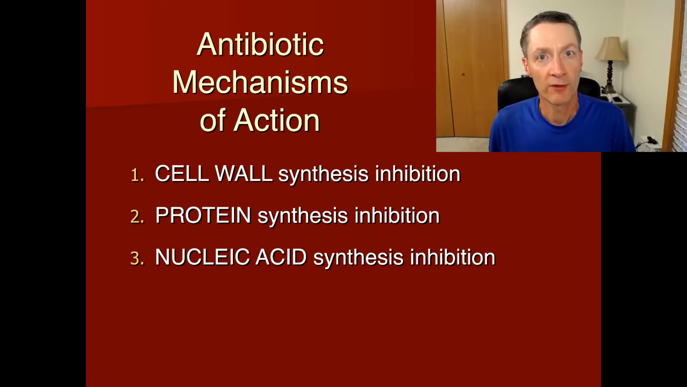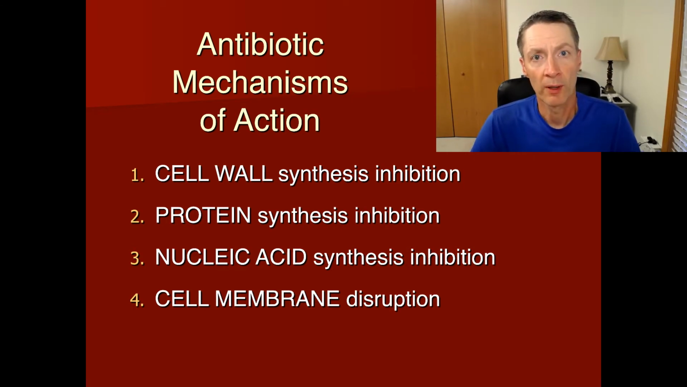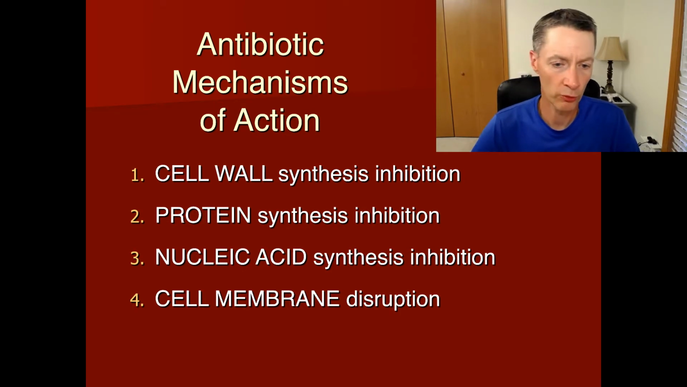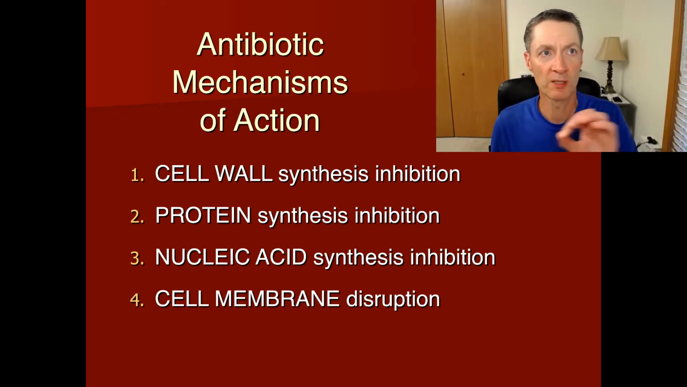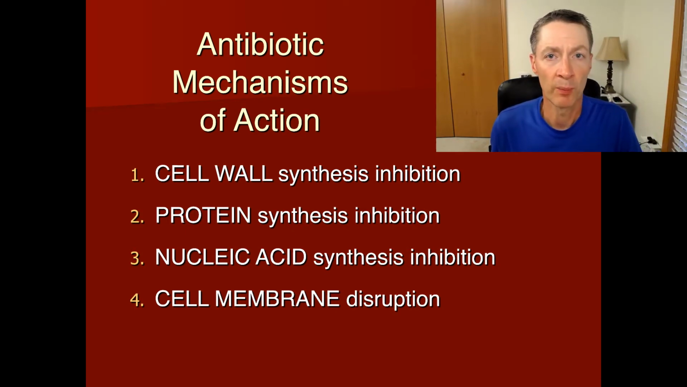We have nucleic acid synthesis inhibition, the production of nucleic acids, so DNA or RNA production. We can look at membranes and disrupt those membranes. Even though membranes are common to all cells, all cells have a plasma membrane at the very least, there are differences in the protein makeup and fatty acid makeup within those membranes. And we can pick drugs specifically for their ability to disrupt the membranes of microbes we want to get rid of.